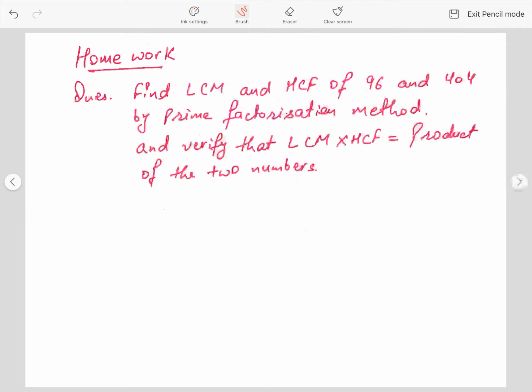Today's homework is that you have to find LCM and HCF of 96 and 404 by the prime factorization method, and verify that the product of LCM and HCF is equal to the product of the two numbers.